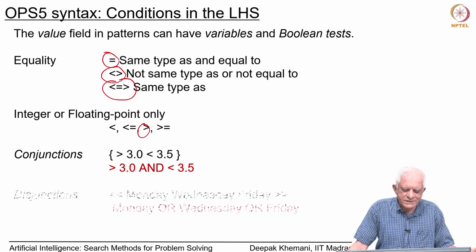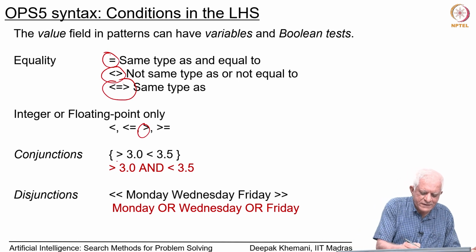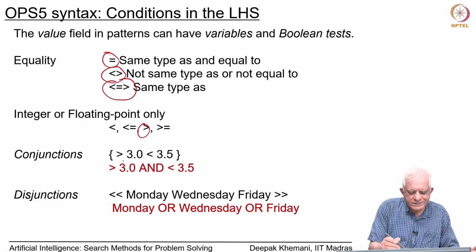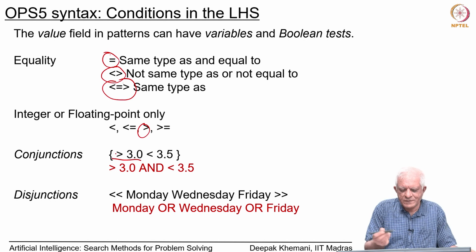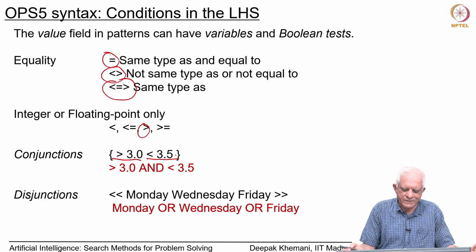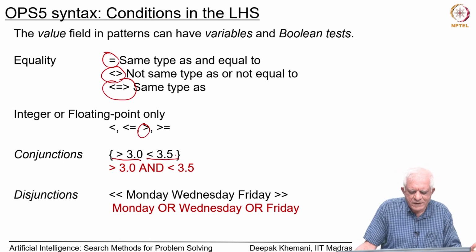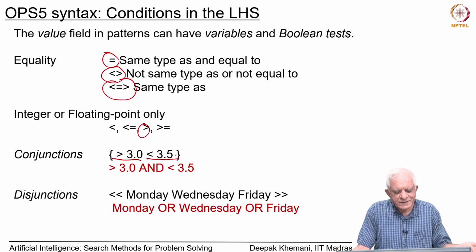We can have conjunctions and we can have disjunctions. This conjunction says that conjunctions are enclosed in curly brackets. So, there is one test which says the value must be greater than 3.0 and the second test which says it must be less than 3.5. So, it is an and essentially, the value must be greater than 3.0 and less than 3.5. You do not have to give a name to that value, all you are saying is that this pattern will match a value which satisfies these conditions, that it is a number which is greater than 3.0 and less than 3.5.